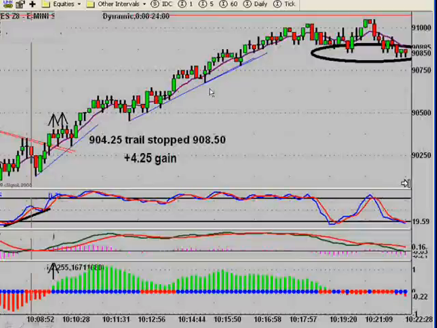I don't have the dots on this chart because I haven't found anything in eSignal that I particularly care for, so I'm just eyeballing it at this point. I got stopped out over here where this circle is in the upper right hand corner, based on this pivot low here at 908.50, for a gain of 4 and a quarter.